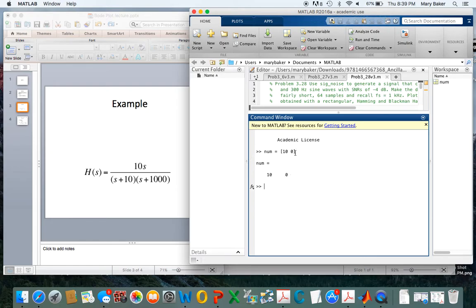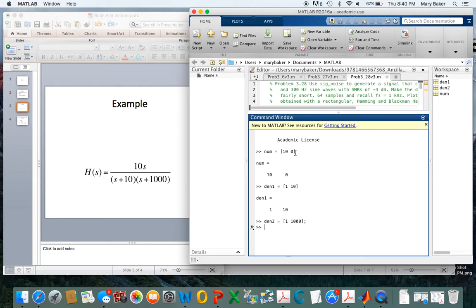And then I have two terms in the denominator. The first term in the denominator is s plus 10. That can be represented with a 1 coefficient for s and a 10. And then the second term in the denominator is s plus 1000. I'll represent that with 1 space 1000. And I'll put a semicolon here so that I don't continue to get the echo.